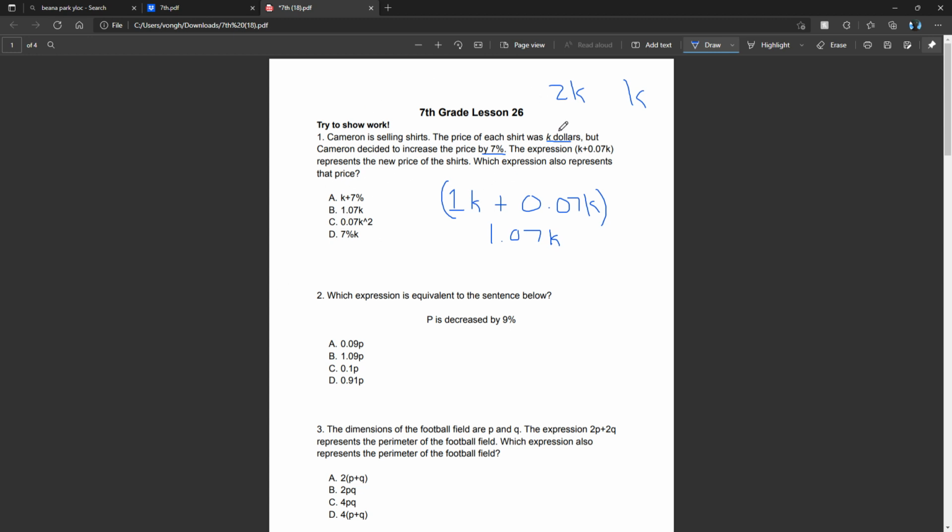So we have K plus 0.07K. We would write that out here, and we would put a 1 in front of the K because there is a 1 there, we just don't normally write it, but I wrote it so we can see it visually. So we have 1K plus 0.07K, and you just add them together since you have the same variable, and you get 1.07K. So our answer is B.